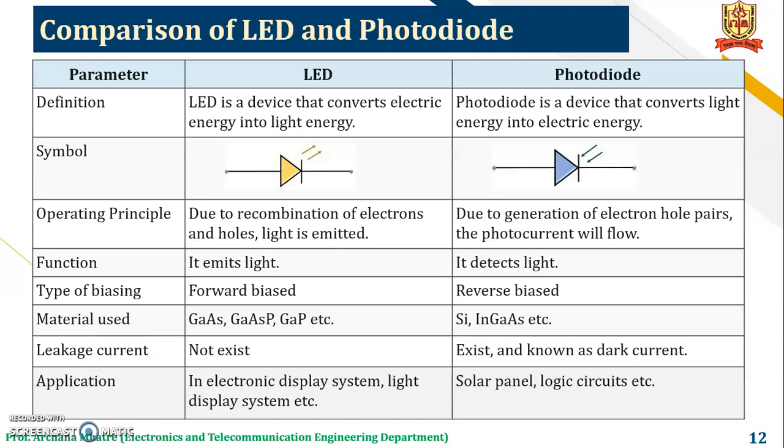Material used in LEDs: gallium arsenide phosphide, gallium phosphide, etc. In photodiode: silicon, indium gallium arsenide, etc. Leakage current: in LED it does not exist, and in photodiode it exists and is known as dark current. Application of LED: in electronic display system, light display system, etc. Photodiode: in solar panel, logic circuit, etc.